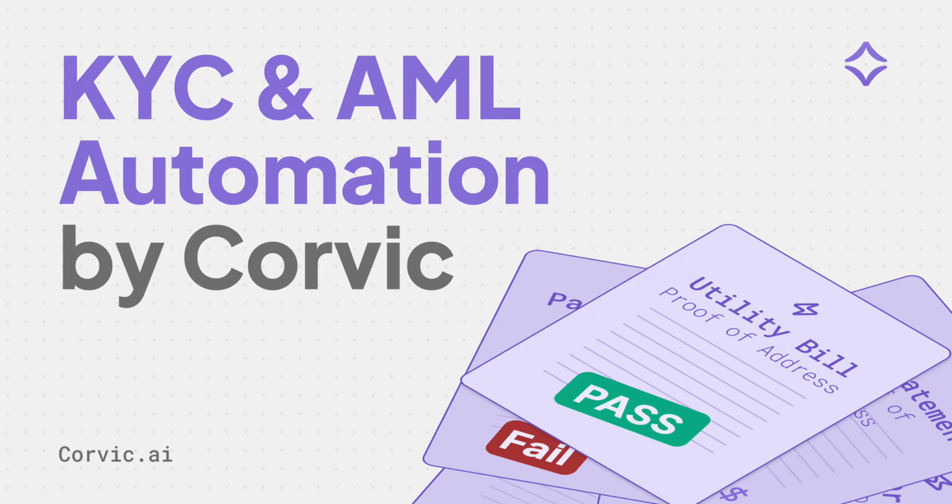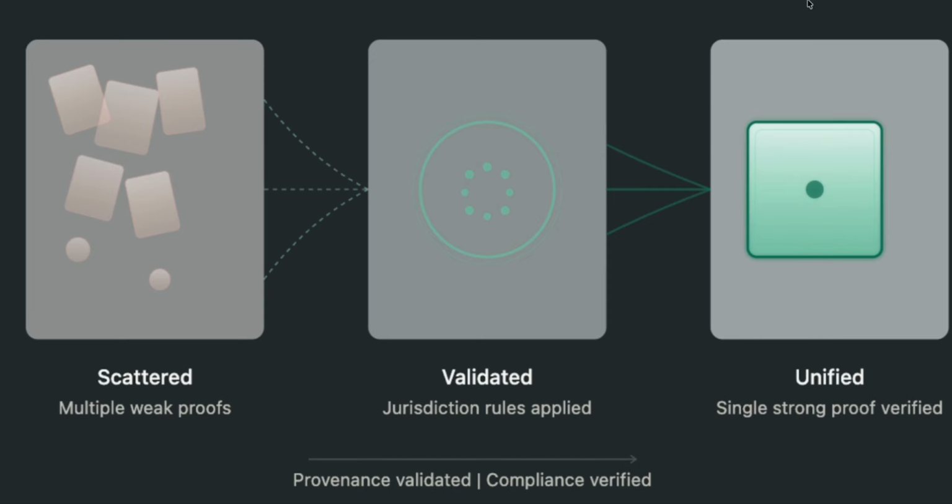Welcome to this Corvic AI demo. In this walkthrough, I'll show how Corvic can automate KYC and AML compliance for global banks. From ingesting customer identity documents from multiple jurisdictions, to validating document provenance and relevancy, flagging compliance gaps, and maintaining an audit trail. This is critical for compliance and risk teams at multinational financial institutions.